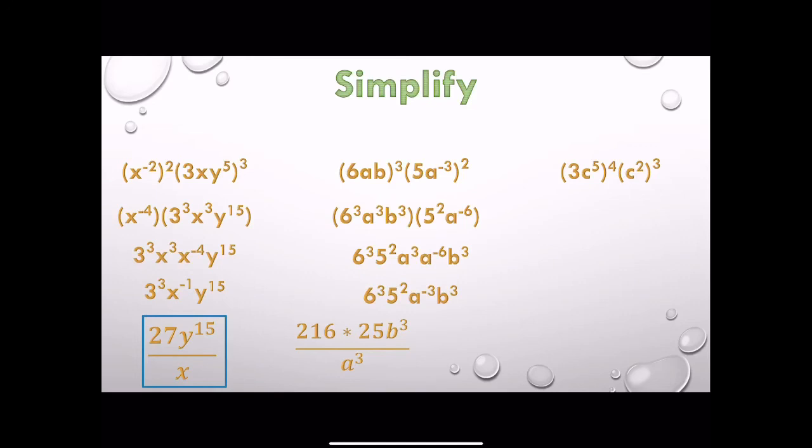Our instruction said to simplify. I am not simplified yet because there is still something else I am able to do. I can do 216 times 25 and get 5,400. That is now my final answer. I can't simplify anywhere else.